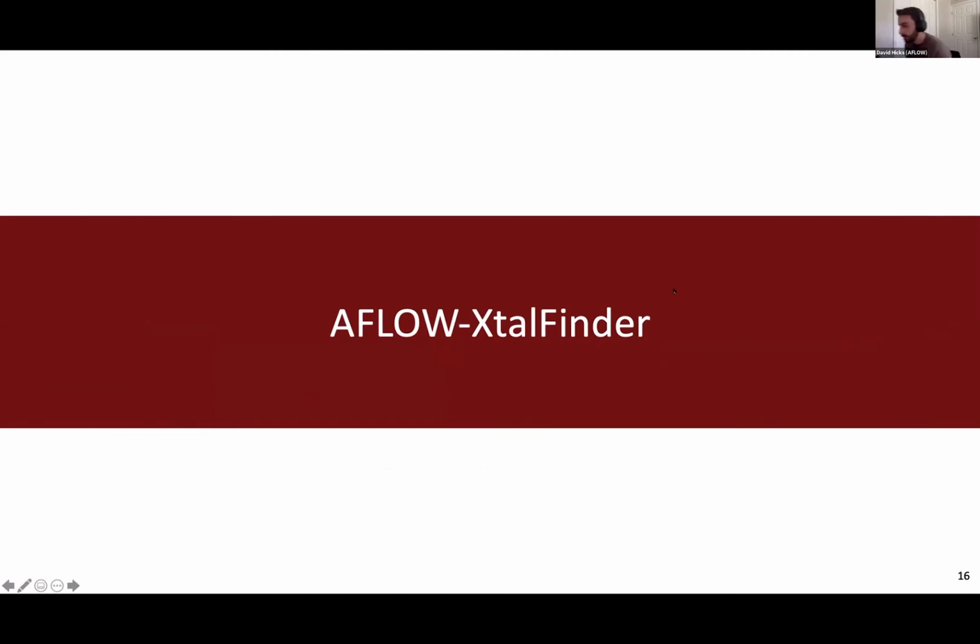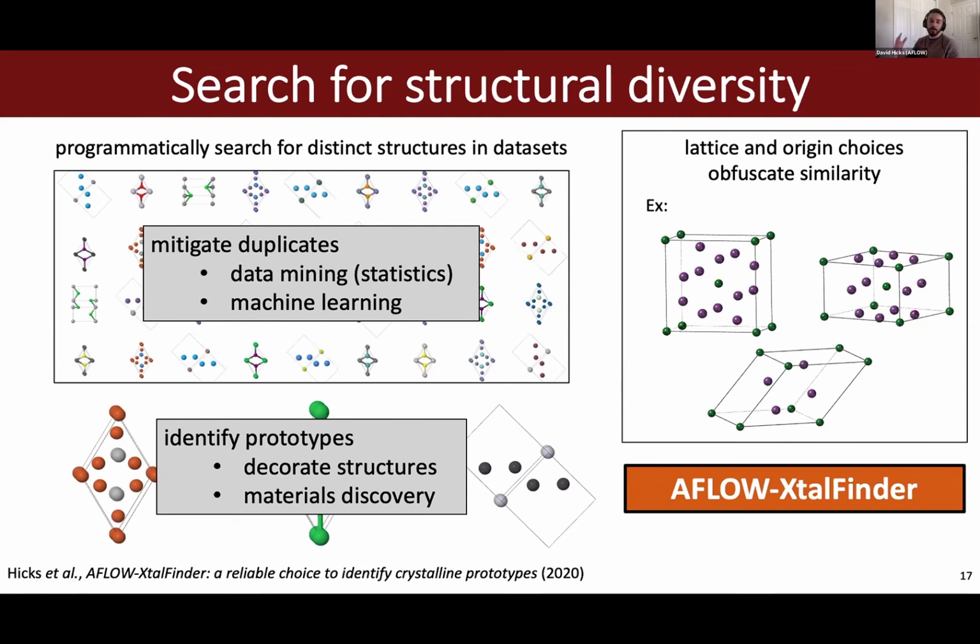Okay, so in this case, this last tool. I've been talking about crystal structures, and let's say we have a large data set that we're working with. Maybe we want to make sure that there are no duplicate structures in the data set. This is particularly important for data mining and statistics, and also for machine learning, since we don't want to bias our machine learning training models because we have duplicate structural entries. So we want to have an automatic method for removing duplicates or identifying them.